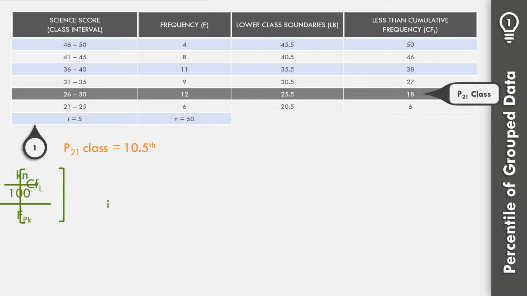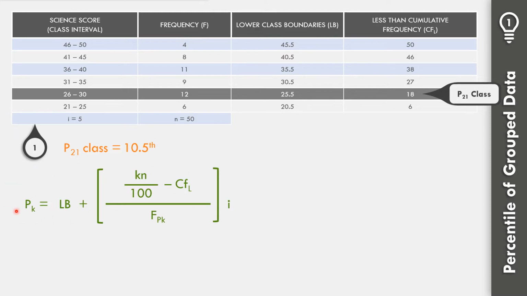So let us continue to solve for the p sub 21. The formula p sub k is equal to LB plus the quantity k times n all over 100 minus the less than cumulative frequency all over the frequency of the p sub k class times the interval. The value for k is 21. So p sub 21 is equal to LB, the lower class boundary of the p sub 21 class, that is 25.5 plus the value of k, 21. The total frequency is 50, copy 100.